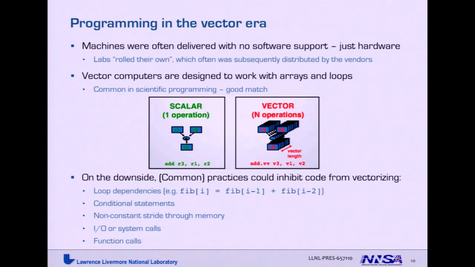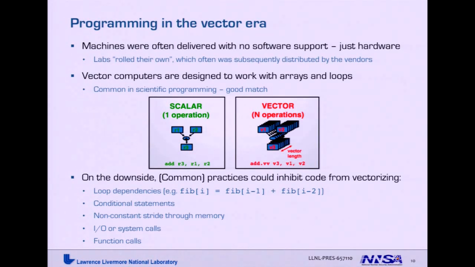Because remember, the basic way a machine works is you go out, you grab something from memory, you bring it into the CPU, you crank on it, you store the result, then you go on to the next one. The more you can overlap that, the faster you're going to be able to increase your throughput. And vector machines were all about basically optimizing that overlap.